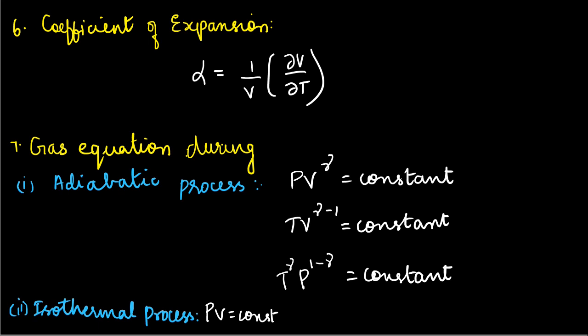So for an adiabatic process, you will have to remember the three gas equations. PV to the power gamma is equal to constant. TV to the power gamma minus 1 is equal to constant. T to the power gamma, P to the power 1 minus gamma is equal to constant, where gamma values are given already. It is the ratio of Cp by Cv, and is also given based on the degrees of freedom. I have already given you the values for gamma.